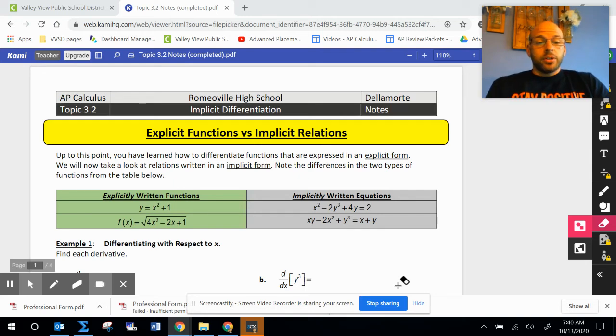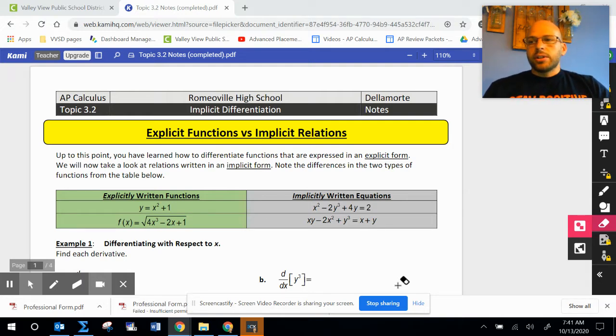Hello. Today we're going to talk about topic 3.2, implicit differentiation. So the first thing we need to understand is what it means to have an implicit relation as opposed to an explicit function. Pretty much everything we've done up to this point has been y equals or f of x equals, or some sort of function notation where you only have one output variable, in this case normally y.